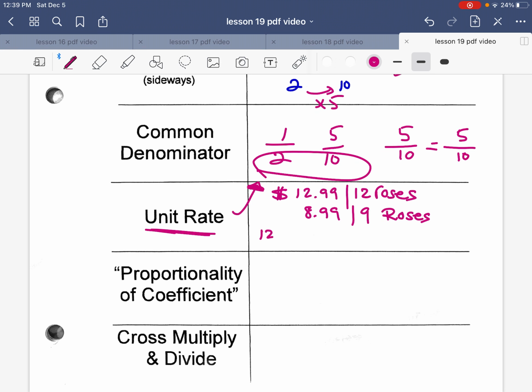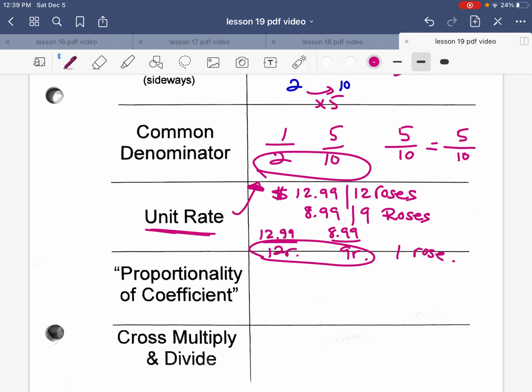Remember my trick? My $12.99, put the roses on the bottom. And my $8.99, put your roses on the bottom. Money always goes on top, but we're not only talking about money all the time. So the one thing, one rose goes on the bottom.